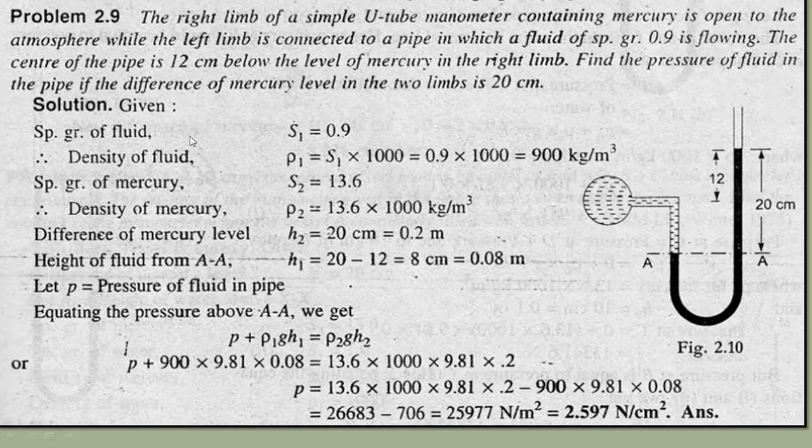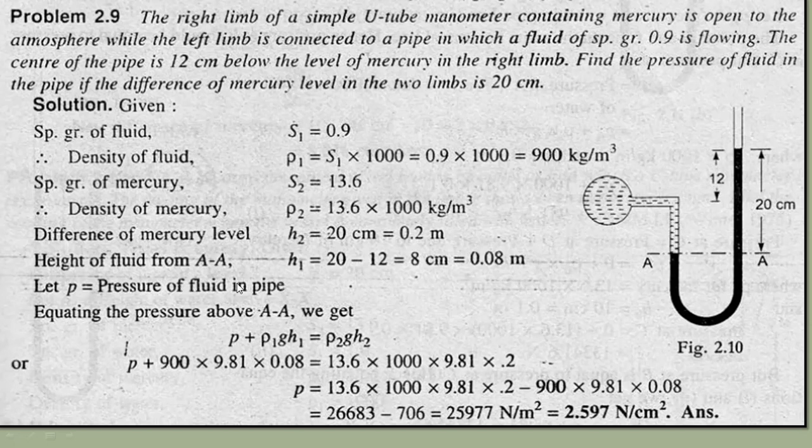So specific gravity of fluid S1 is equal to 0.9, density of fluid ρ1 is equal to S1 into 1000, which is equal to 900 kg per meter cube. Specific gravity of mercury is 13.6, density of mercury is 13.6 into 1000 kg per meter cube. Difference of mercury level, small h2, is equal to 20 cm, which is 0.2 meter. Height of fluid from AA is H1, which is equal to 20 minus 12, so it's 8 cm.